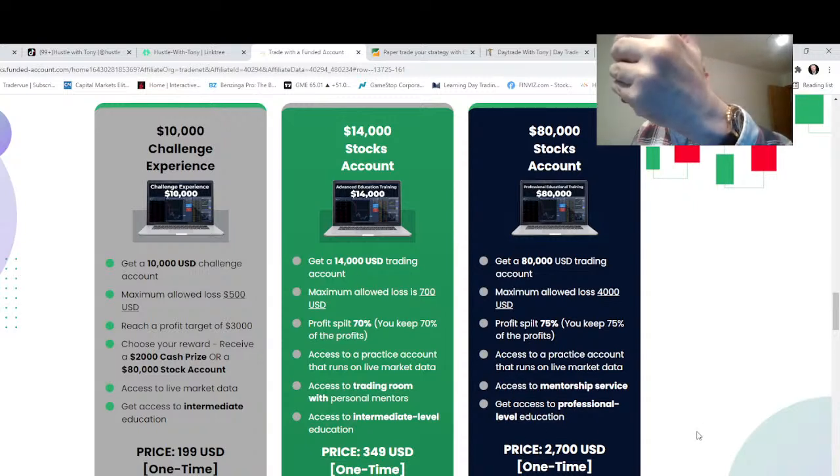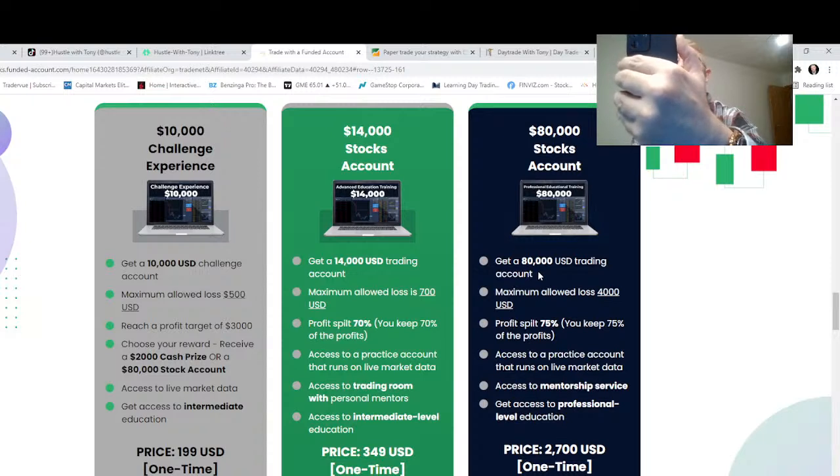You want to trade with an $80,000 account, which is pretty much what I was trading with today. The maximum loss that you can have, the maximum drawdown, is $4,000. So they'll give you $80,000 to trade with, and as long as it stays above $76,000 in the account value, if you grow it to $120,000, then you actually keep 75% of the profit. So if you grow it to $120,000, that means you get $30,000 in your pocket.